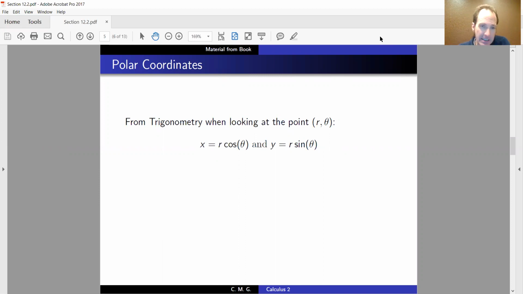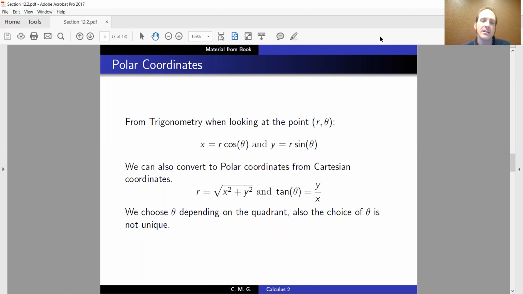All right, so this is really good. If I have a polar coordinate, I can find the Cartesian coordinate. Unfortunately, the other direction is not as straightforward. I can do it. So I can convert from polar coordinates to Cartesian coordinates, and I can go to polar coordinates from the Cartesian coordinates.